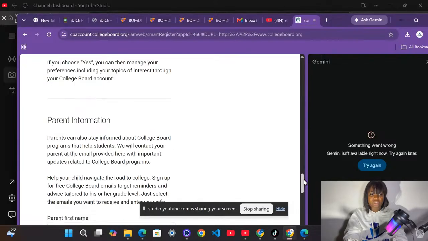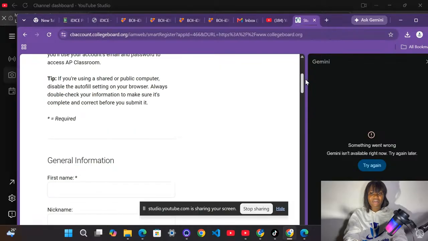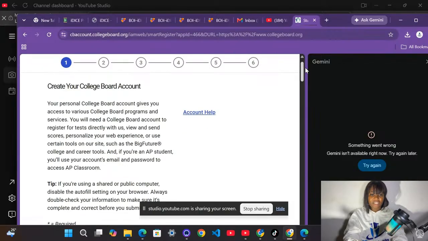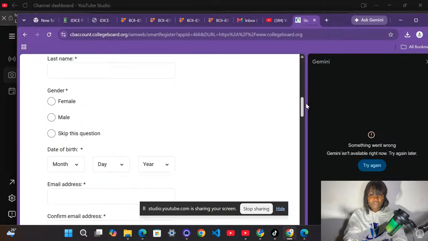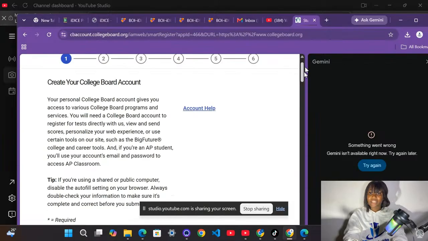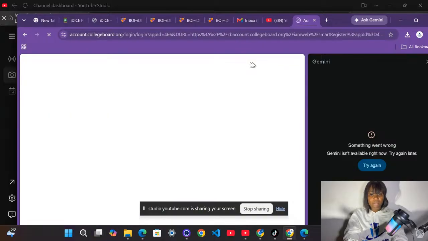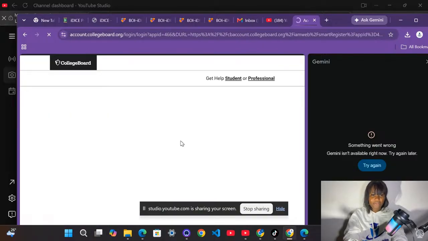And once you're done filling this form, you're going to receive an email. You open your email app, click on the email confirmation from College Board, and then you're ready to go. But what I'm going to do is sign in with my own account so that I can show you what the background looks like and how you can download the Blue Book app for your practice tests.